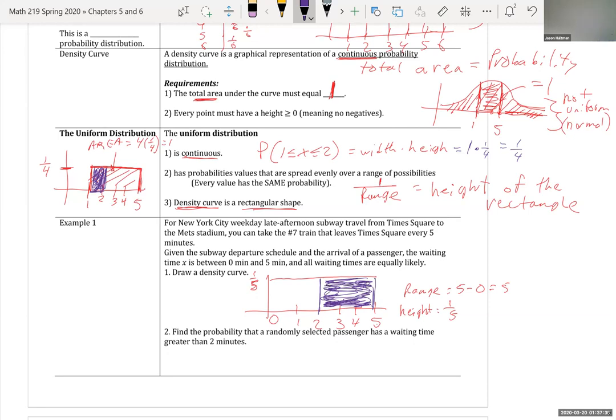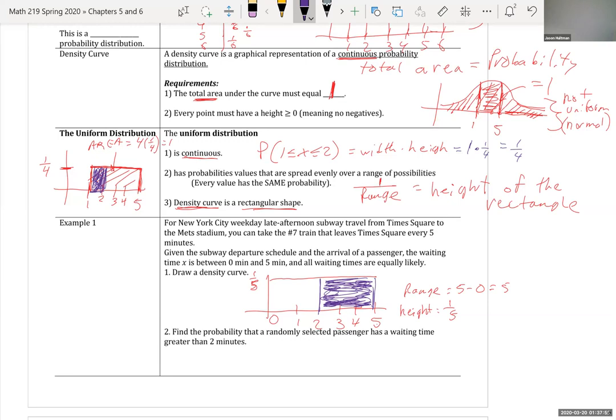Well, how are we going to find the area of that rectangle? Remember, the area for the whole thing is 1. Why? Because it's 5 times 1/5, which is 1. It's the probability of getting on a train at any point in time here.